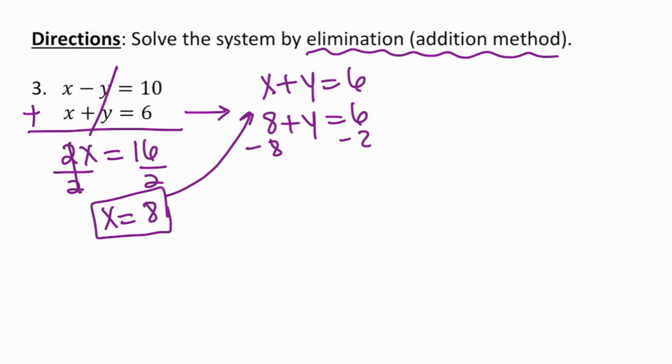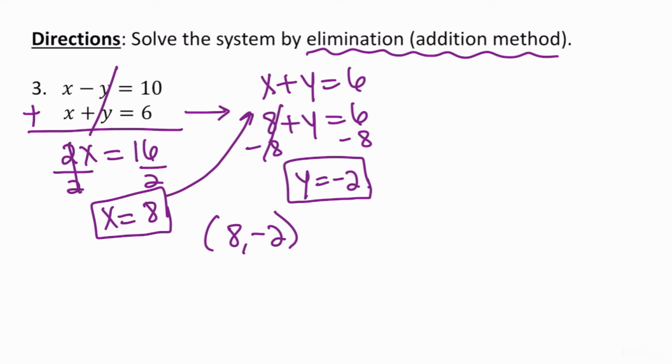If I subtract 8 from both sides, that means y is equal to negative 2. And finally, I write my answer as 8 comma negative 2. So that's my solution. Because I have exactly one solution, remember we're going to call this system consistent and independent. So what are the steps for elimination?